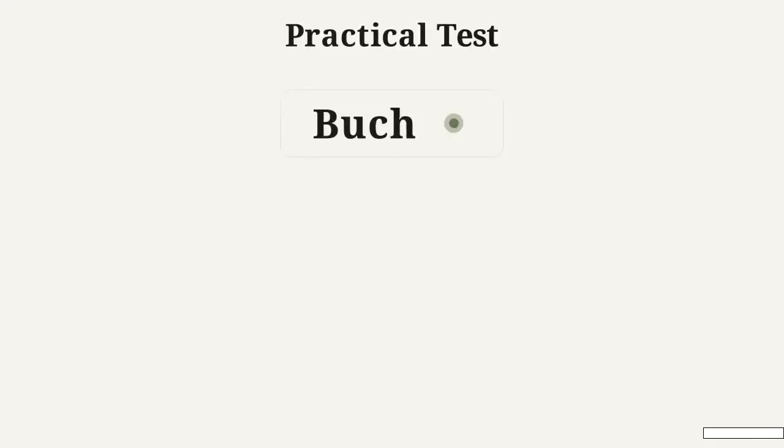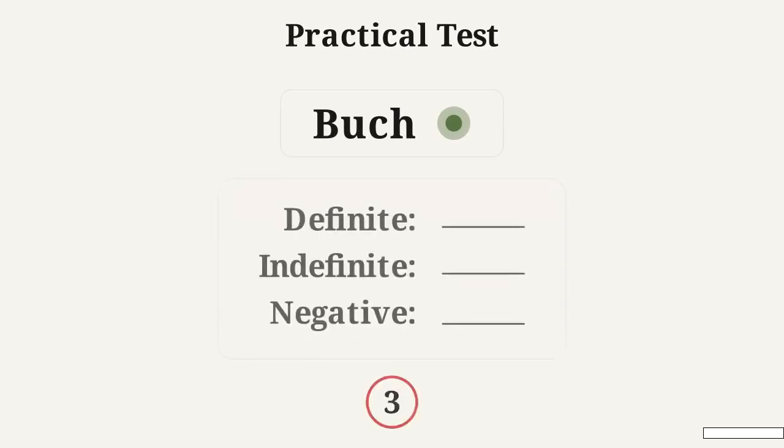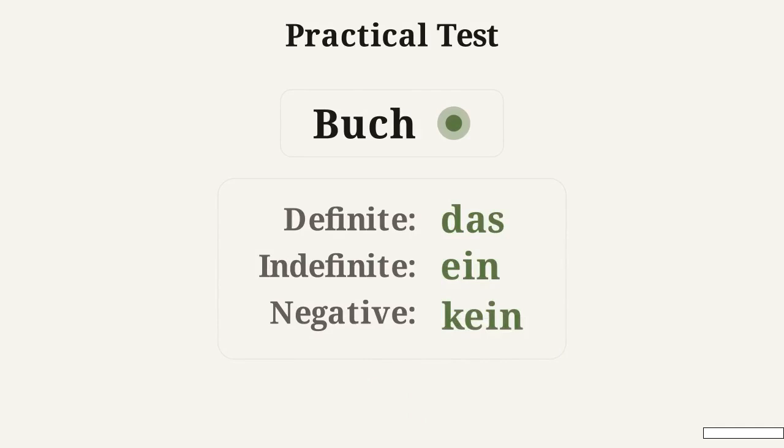Time for a practical test. On screen is Buch, a neuter noun marked by a green dot. Pause the video and name the definite, indefinite, and negative article forms. The answers are das, ein, and kein, proving you understand the neuter nominative logic.